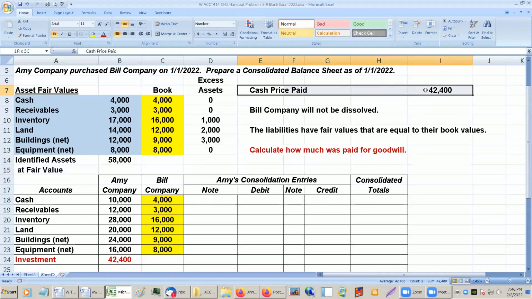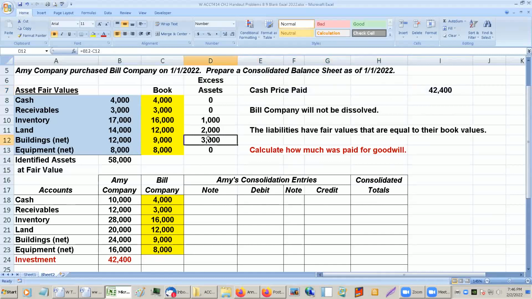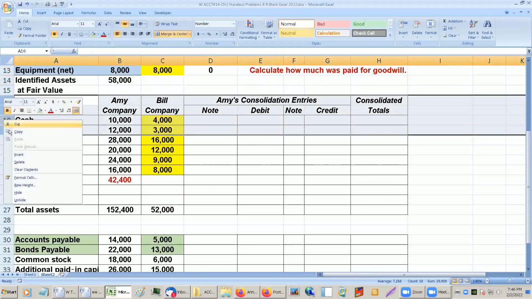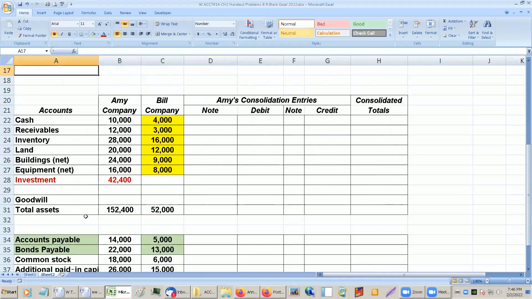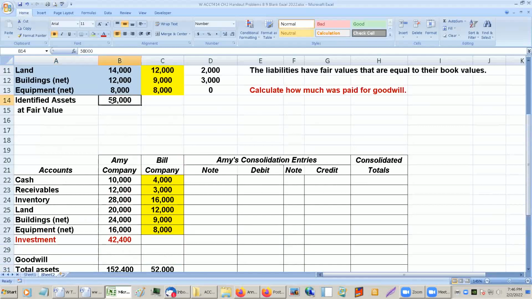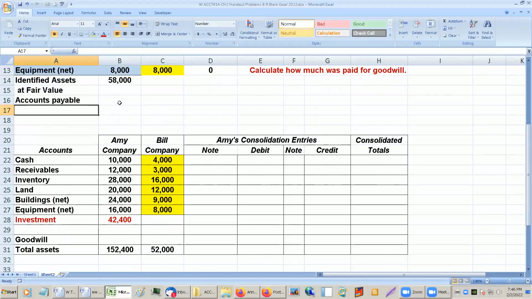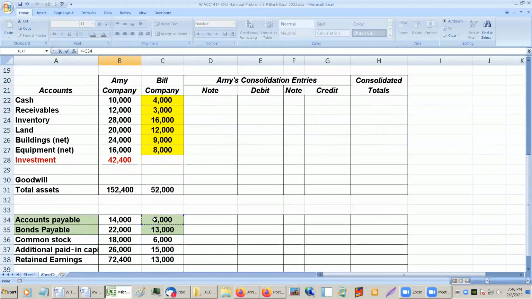We paid $42,400 for it. Now we also have these accounts payable down here. I'll give them my own special color, make them green. So we're going to calculate how much goodwill they have. So the identified assets at fair value is that. However, we got these liabilities, accounts payable. And this will be a negative because this is something we owe.